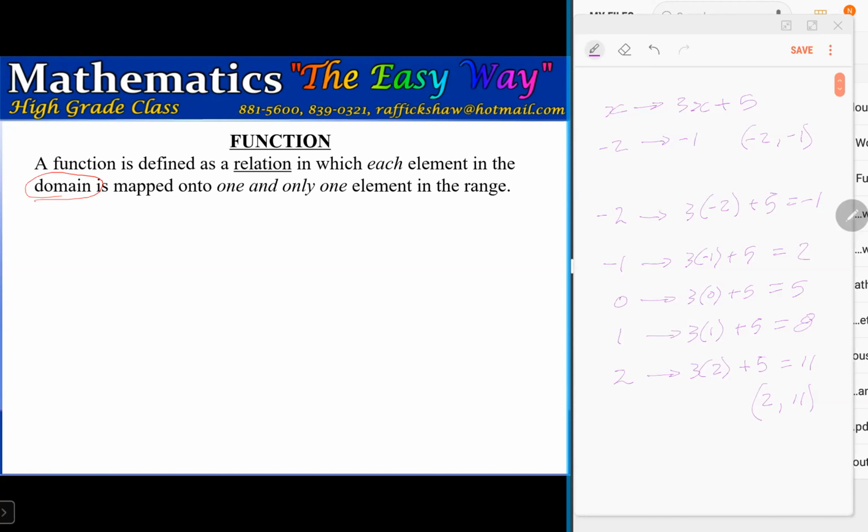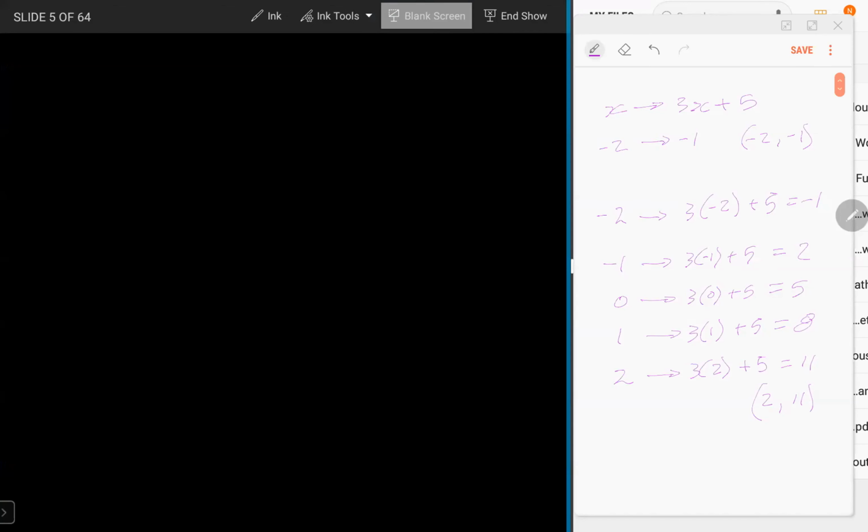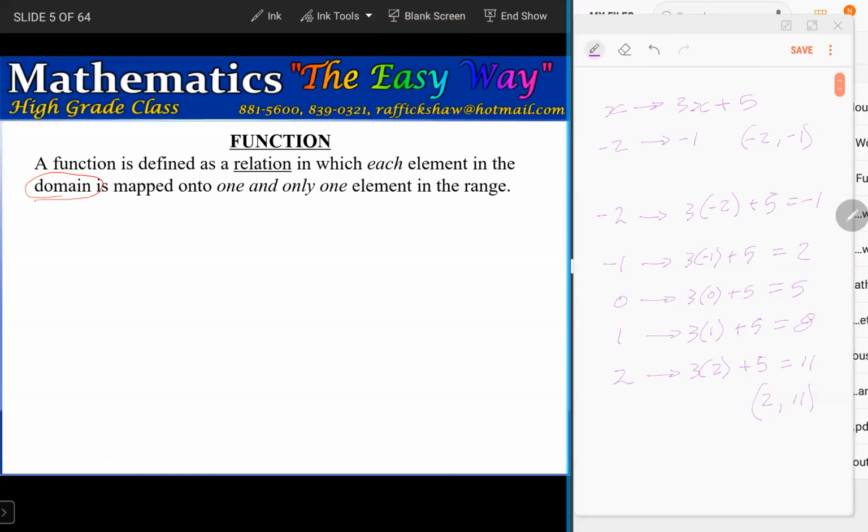So remember now, this fancy statement here, that you'll see in any book, simply means that all the elements in the domain must map. And when they map, they can only map one time alone. In other words, each element in the domain must have one arrow alone coming off it. So when you look at a mapping diagram for a relation, it is a function if each of the elements in the domain has an arrow coming off it, and it has to be only one arrow coming off it.